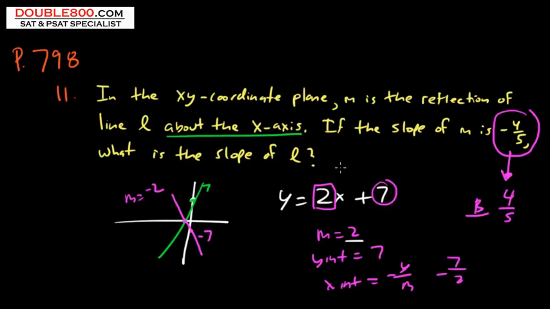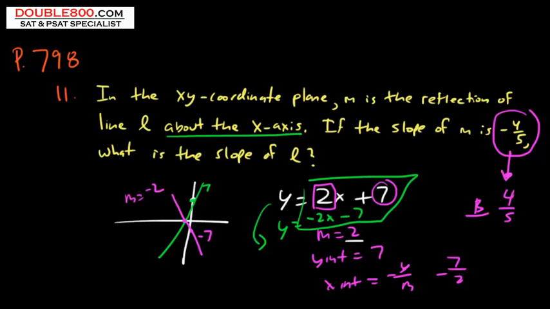Keep in mind, sometimes you'll be given an equation, and what if the question said, what's the equation of the reflection? Then the equation would be y equals, we want the opposite slope, negative 2x, opposite y-intercept, negative 7. That would be the equation. And if you notice, in both these equations, the x-intercept is the same, negative 7/2. That's it for this problem.